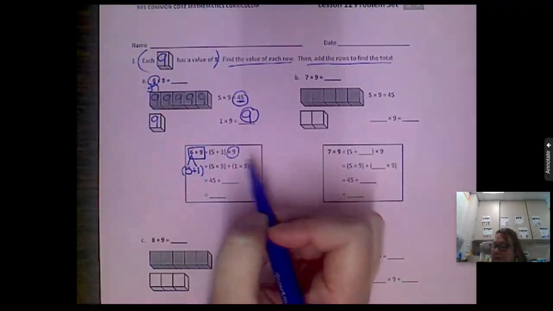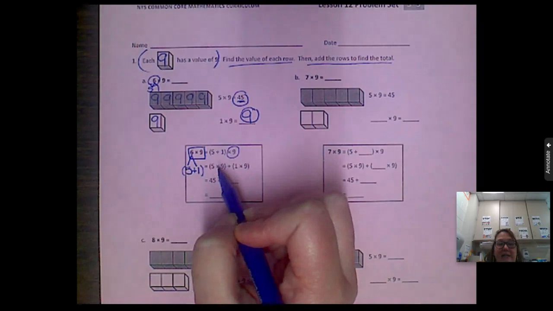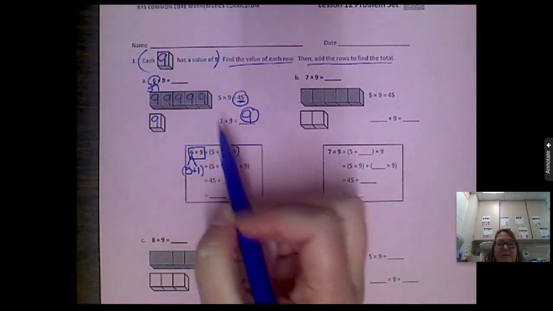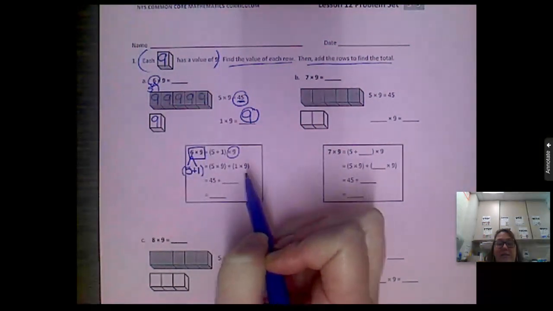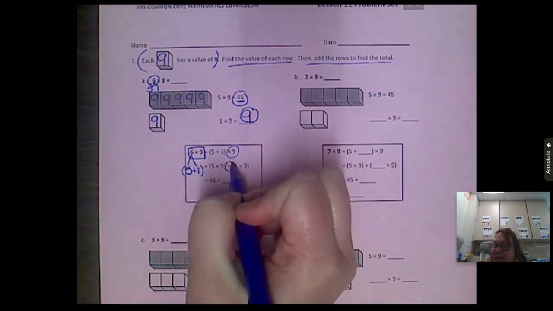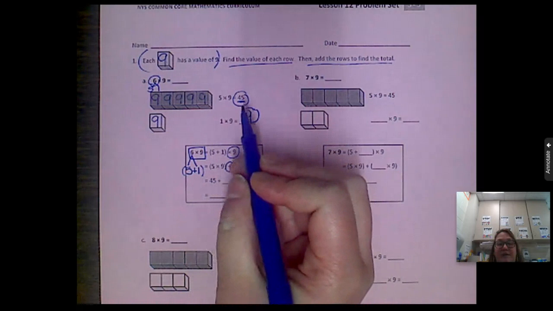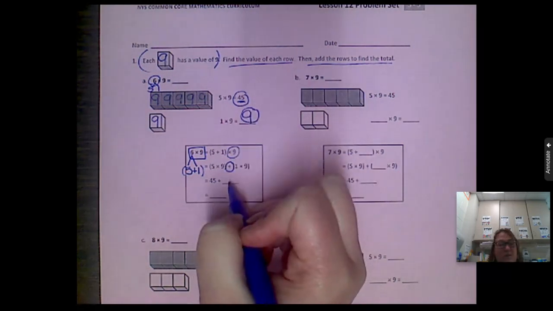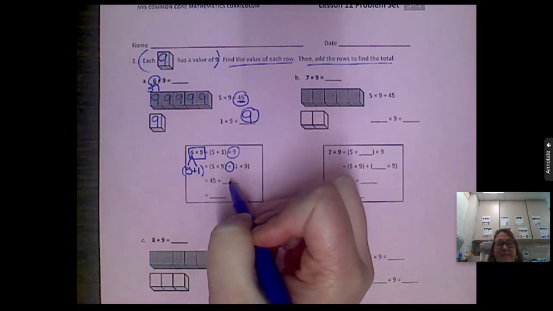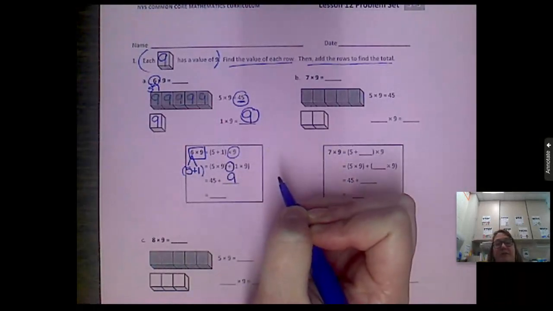All right, so then we're going to take it a step further, and I have 5 times 9, which is my part up top here, plus 1 times 9, which comes from the bottom. I'm going to add those two parts together. So 45 is my total from the top. What goes right there? 9, right? Because that's my total from the bottom. So I've got 45 plus 9.